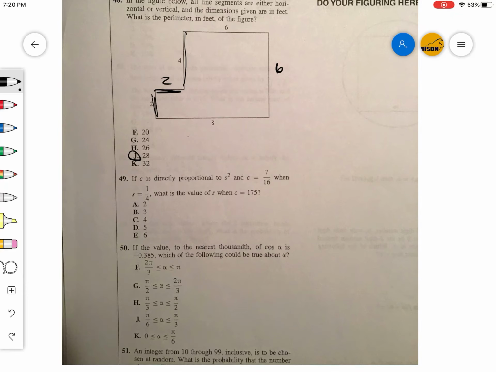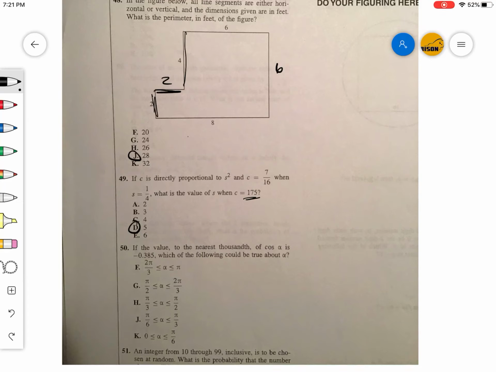Okay, so C, from 1/16 to get up to C, we really just multiplied by 7, okay? So we need to take whatever our S is, we'll square it, and then multiply it by 7 and see which one is going to give us 175. So if we do 2 squared, that would be 4, but 4 times 7 is only 28. Let's try 3. 3 squared is 9. 9 times 7 is only 63. 4 squared is 16. Let's multiply it by 7. That's 112. We're getting closer. 5 squared is 25. Let's multiply it by 7. Boom, 175. So D is our answer on this one.